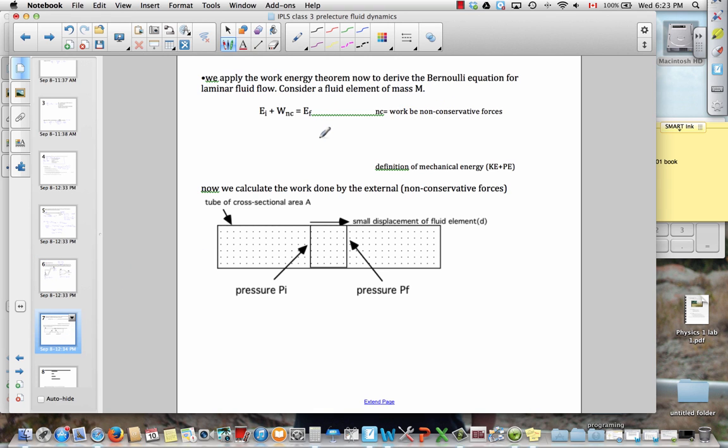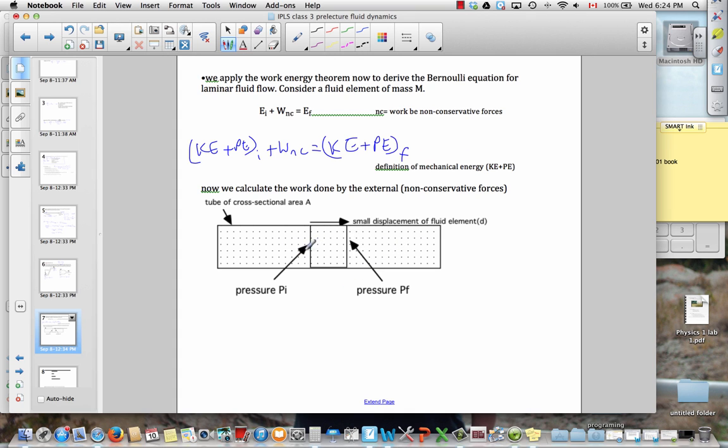Let's derive Bernoulli's principle. It comes from the work-energy theorem, which says mechanical energy changes when there's non-conservative forces. By mechanical energy, we mean the sum of kinetic and potential. And by non-conservative forces, we mean forces that change mechanical energy, such as applied forces and friction. Well, we have applied forces. They're the ones coming from the pump that create pressure variation in the fluid.